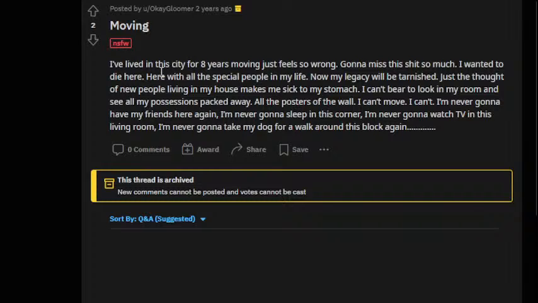I'm never gonna have my friends here again. I'm never gonna sleep in this corner. I'm never gonna watch TV in this living room. I'm never gonna take my dog for a walk around this block again.